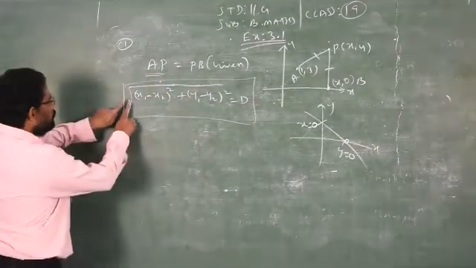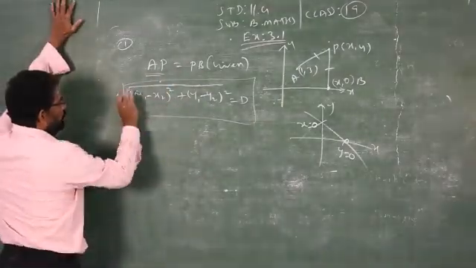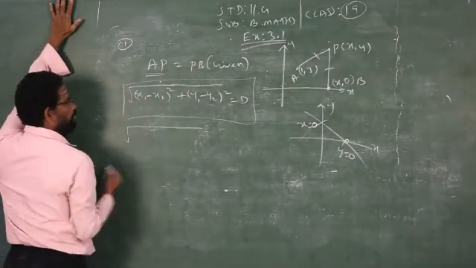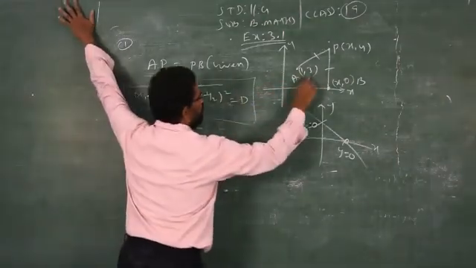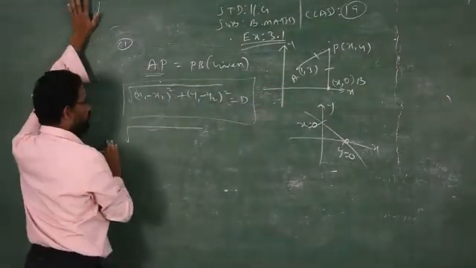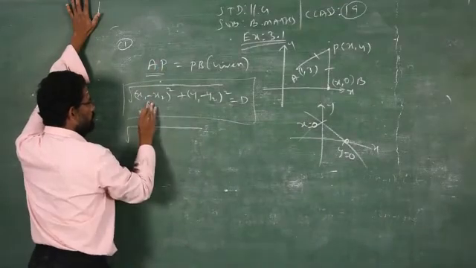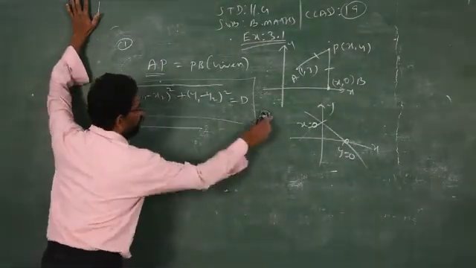So what is the formula? The square root of... you have to take AP on the left side, PB on the right side. So just apply the formula for AP by using this formula. Clear?